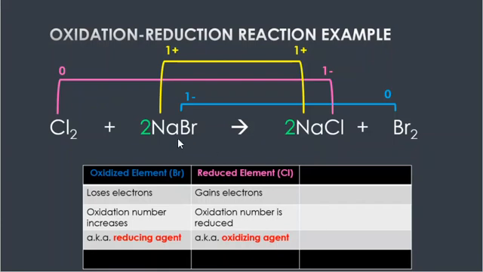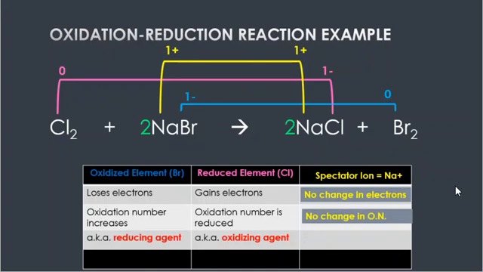Now let's take a look at sodium. Sodium, you'll notice, doesn't change in its oxidation number. So we classify sodium as our spectator ion. Spectator ions show no change in electrons, and therefore there is no change in oxidation number. It starts out as being +1 in its oxidation state, and after the reaction it still has that +1 designation. So because there's no change in electrons, we say that spectator ions, or in this case sodium, is not a participant in the reaction. Now let's take a look at the half reactions.